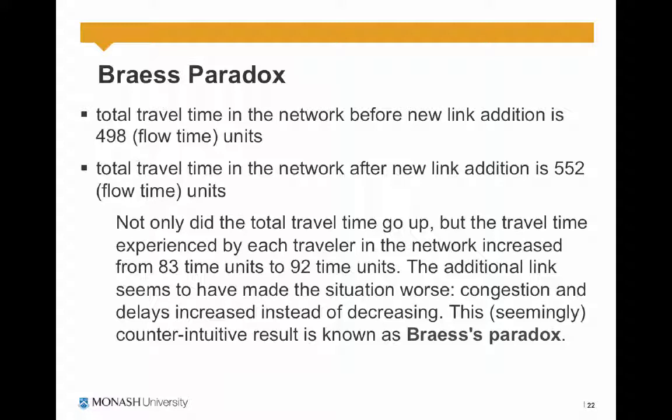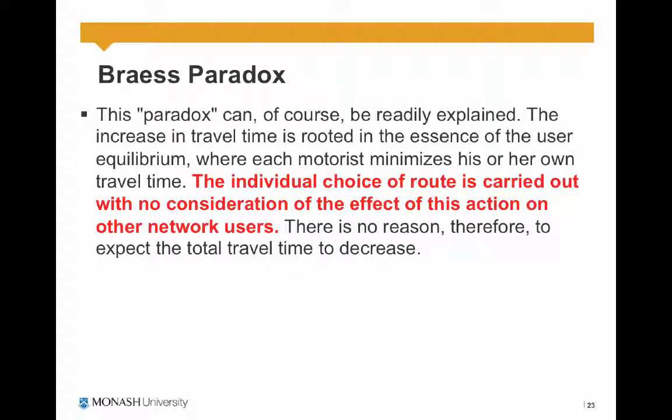Not only did the total travel time go up, but the travel time experienced by each traveler in the network also increased from 83 time units to 92 time units. The additional link seems to have made the situation worse. Congestion and delays increased instead of decreasing. This seemingly counterintuitive result is well known as Braess's paradox.